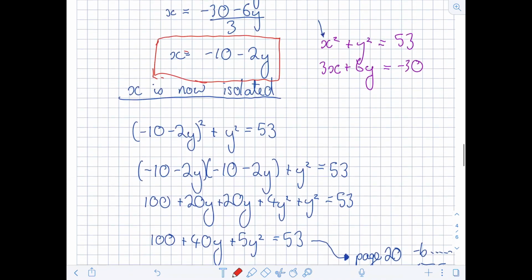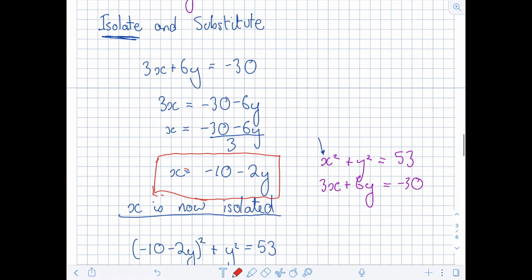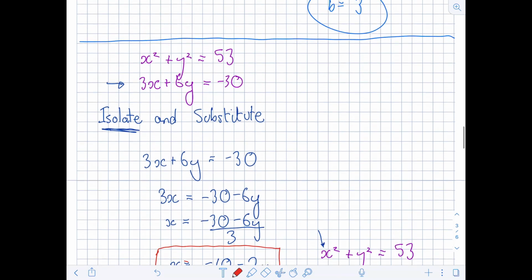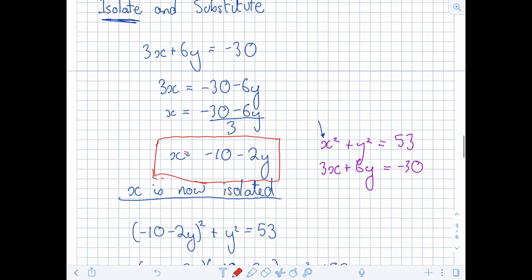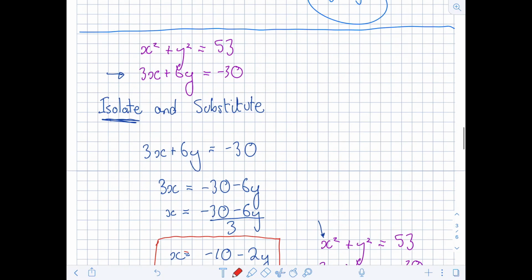Hopefully when you saw the isolate and substitute, the system would have kicked in. The system you should know in your subconscious; it should be in there somewhere. Okay, so that's how we solve simultaneous equations.